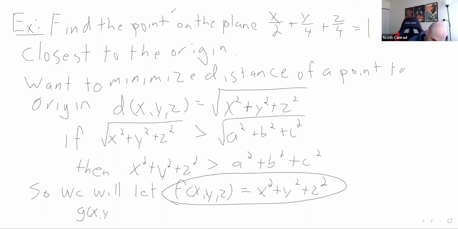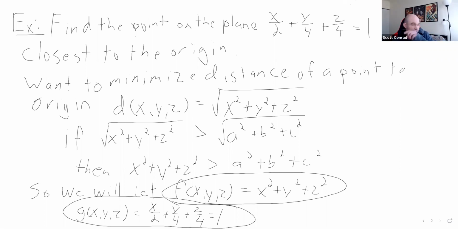So our constraint equation: our g of x, y, z is x over 2 plus y over 4 plus z over 4, the left-hand side of the plane equation, and it's going to be equal to 1. Okay, everyone comfy with this? Because if you can't get this bit set up, you're hopeless to solve the problem. You don't even know where to start. Okay, so we got our function we want to minimize and our constraint equation.